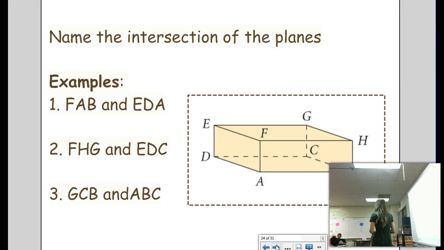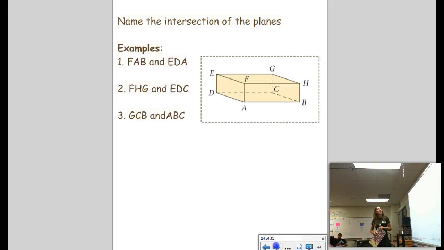All right, back to our postulates. What do we get when 2 planes intersect? Remember when the ceiling intersects the side of the room, what do you get? A line. So our answer to these questions better be a line because it's asking about the intersection of the planes. So, FAB. You're fabulous. F-A-B. That is the front of the box, right? That's the plane that those 3 are in.